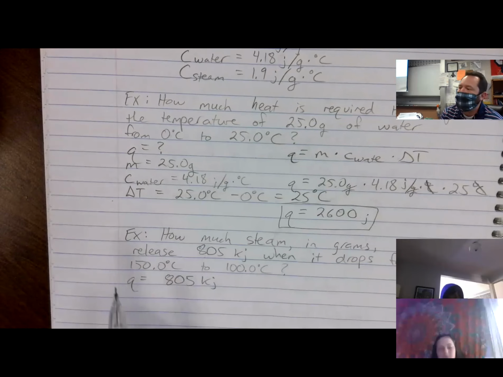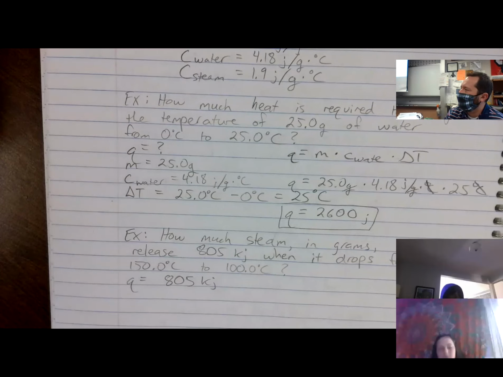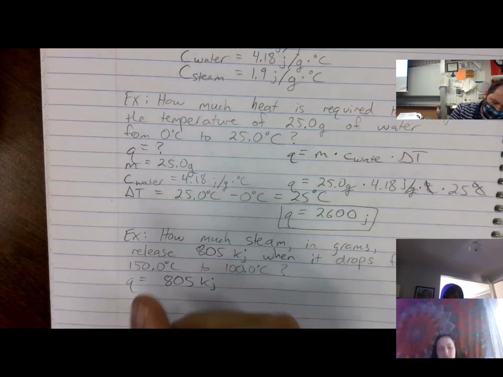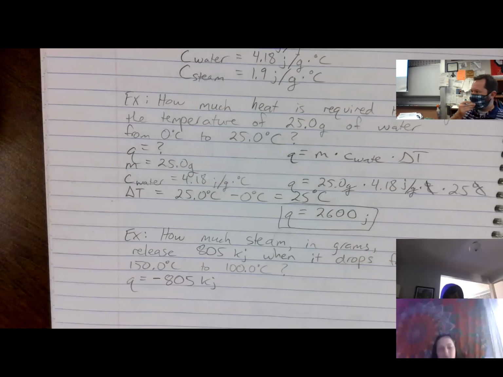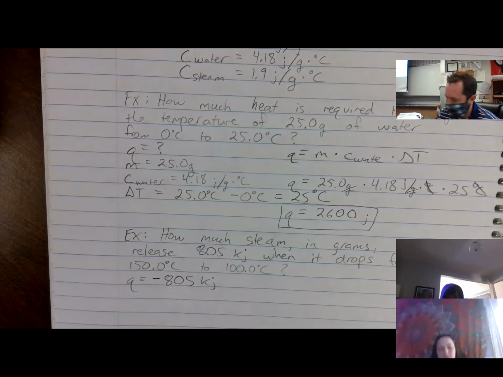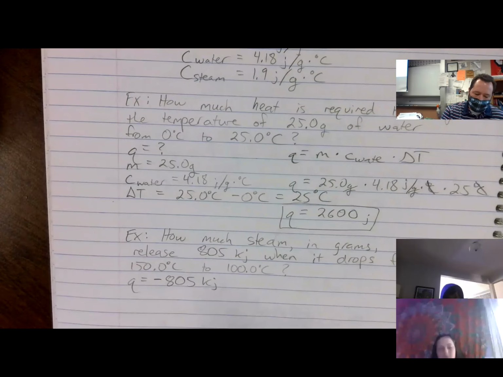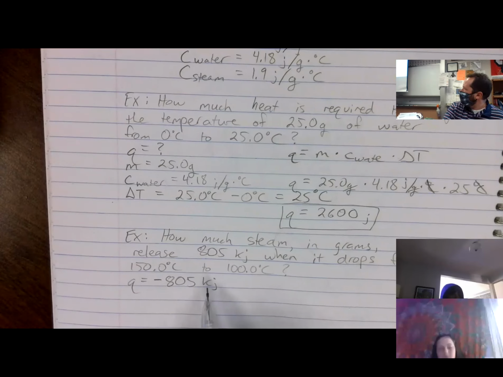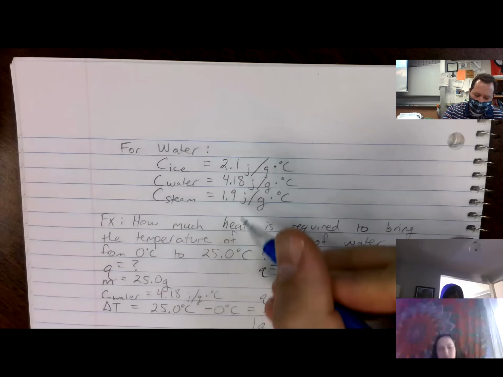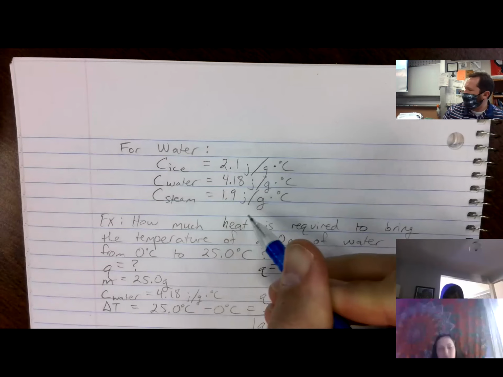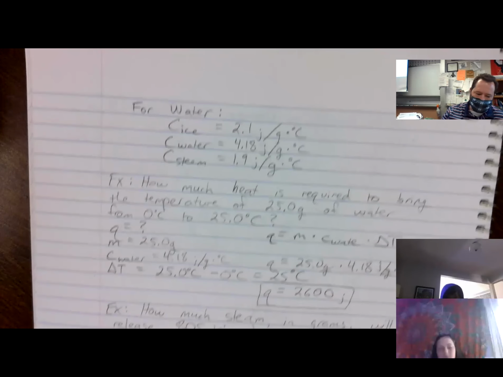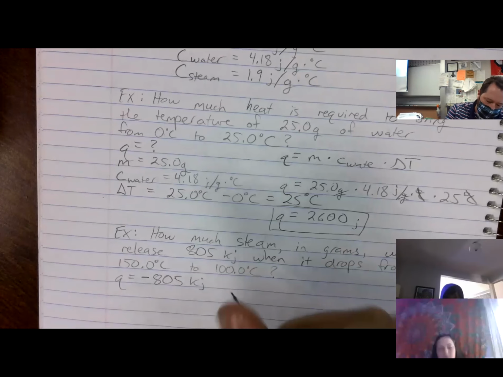One, if that energy is being released, what should my sign be? Yep. If you give something away, if you release something, you lose it. Losing, negative. So yes, there should be a negative sign there. Good. Second thing is that's in kilojoules. All of my specific heats are in joules, so I am guessing I want to get rid of that kilojoules.